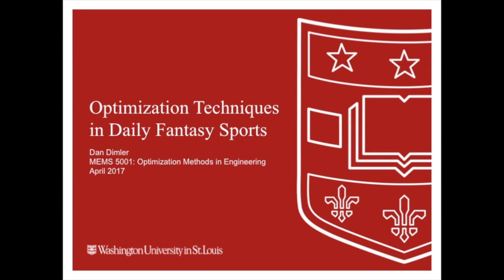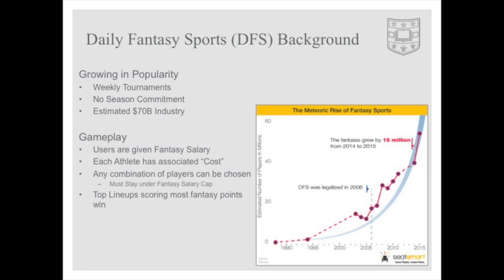My name is Dan Dimler, and today we'll be looking at optimization techniques in daily fantasy sports. So a little background in daily fantasy sports. It's been growing a lot in the last 10 years. The fan base has tripled from about 15 million to a little under 60 million in 2015, really under the premises that you can play weekly tournaments without any season-long commitment.